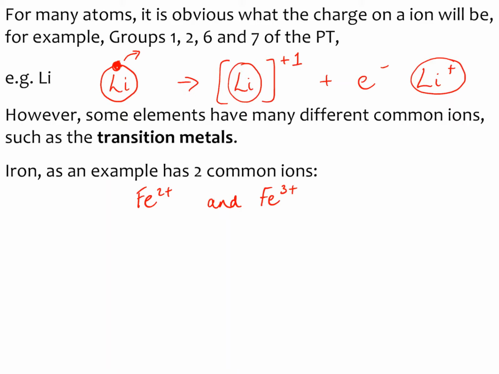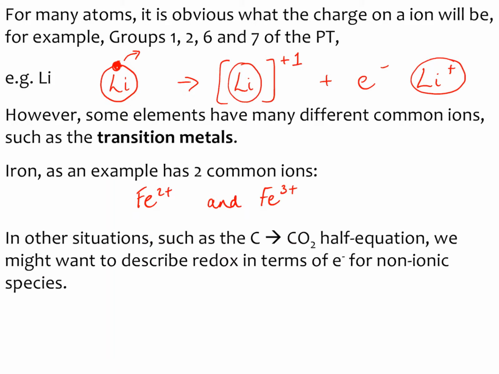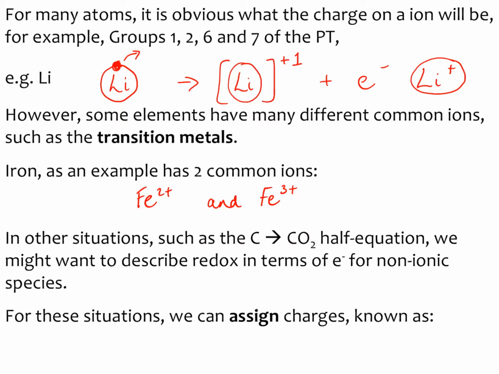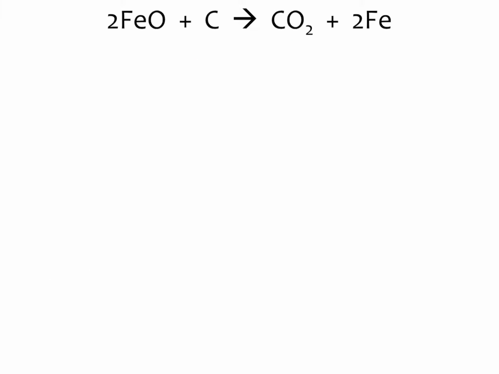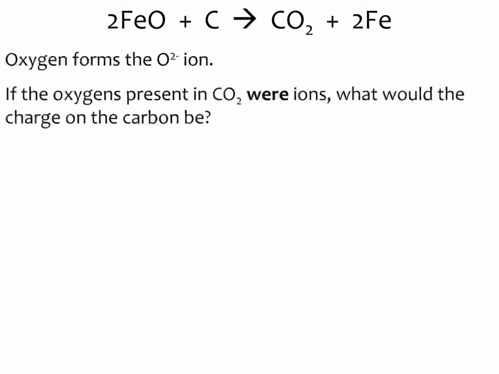So how do we know which ion we're dealing with? Additionally, in other situations, such as the carbon to carbon dioxide half equation we just talked about, we might need or want to describe redox in terms of electrons, but for non-ionic species, such as carbon dioxide. Now for these situations, we can assign charges, and these are known as oxidation states. So looking back at our equation, we said previously that oxygen forms the O2- ion. Taking that into account, if the oxygens present in CO2 were ions, what would the charge on the carbon be?